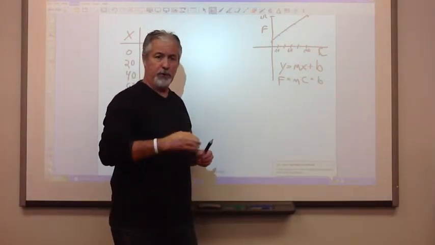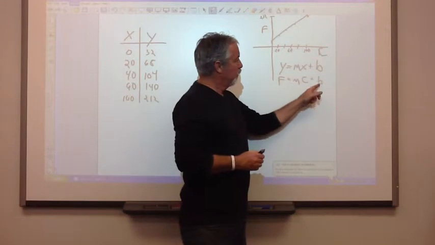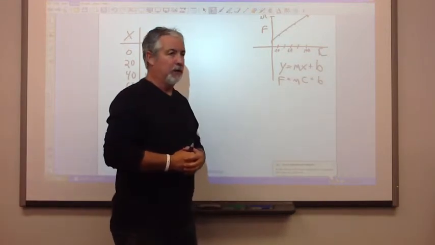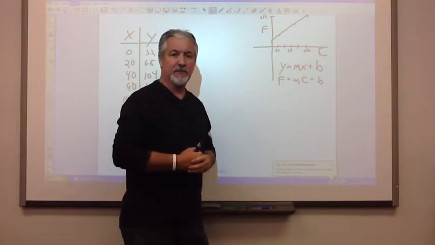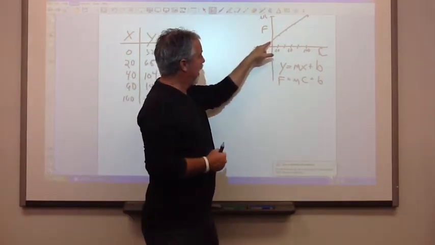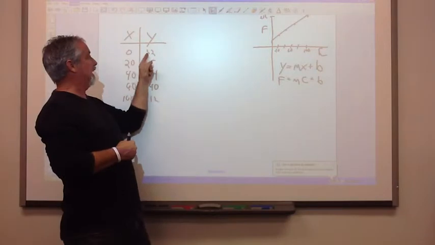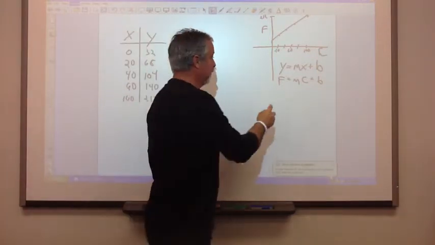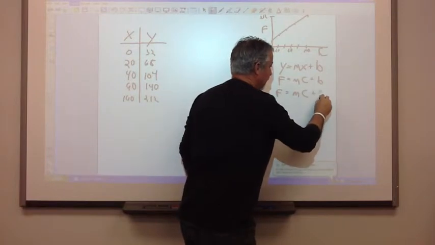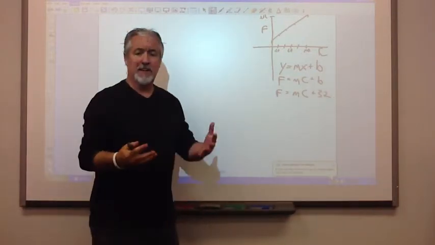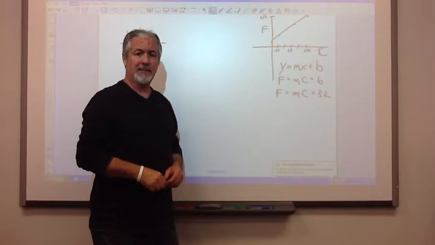Now, I'm just going to walk through this step by step. What's the plus b? Well, hopefully algebra has taught us that the plus b is where it crosses the y-axis. And this time, the 0 point on the x-axis is 32 on the y-axis, so I'm going to put here F equals m times C plus 32, because that's where it crosses the y-axis.